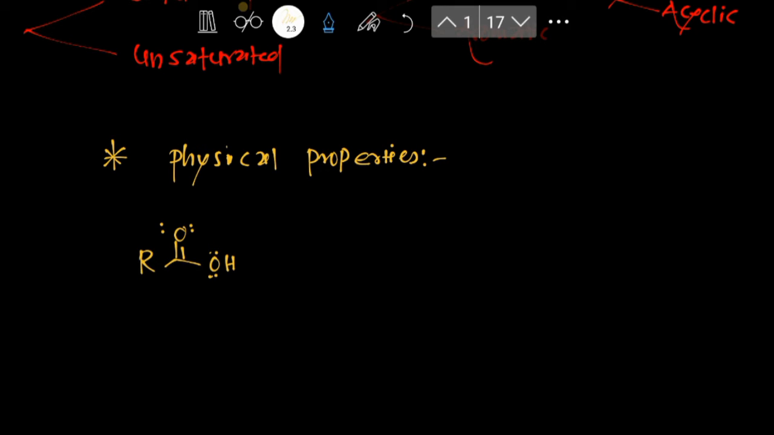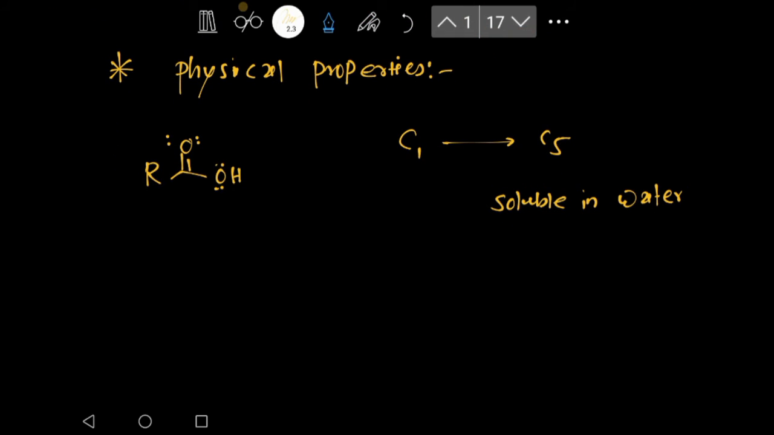Up to the C5 member, for example C1 to C5 of any carboxylic acid, they are easily soluble in water because of simple hydrogen bonding. But beyond C5, the solubility decreases quite a lot because of the alkyl group, the carbon chain. So simply, carboxylic acids are polar and can easily dissolve in polar solvents. You should be aware of this physical phenomenon, which is called solubility.